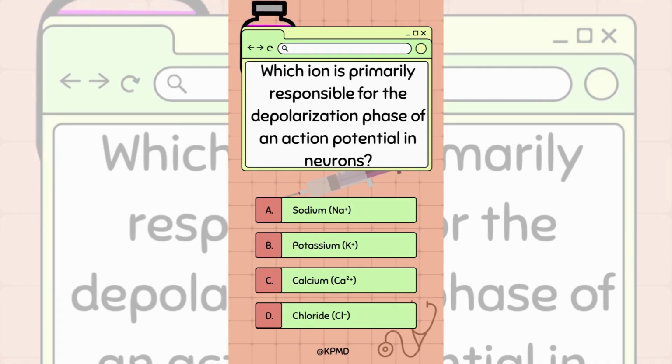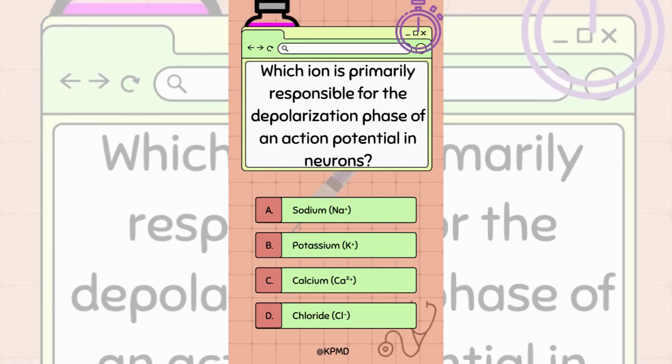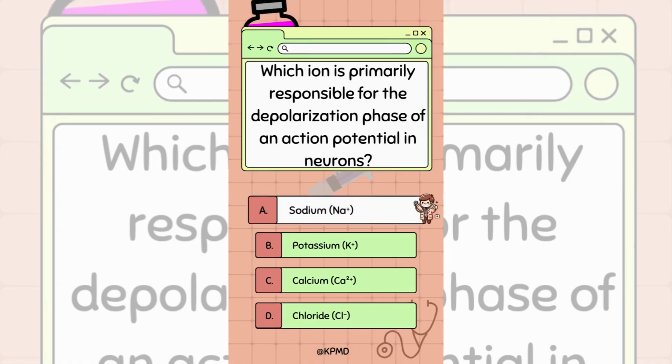Which ion is primarily responsible for the depolarization phase of an action potential in neurons? Correct answer is A, sodium.